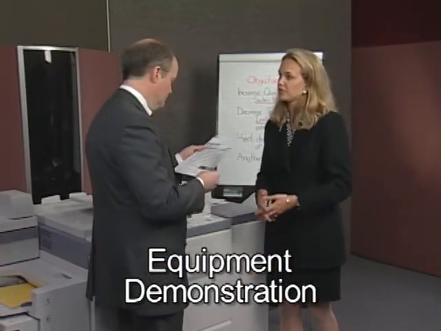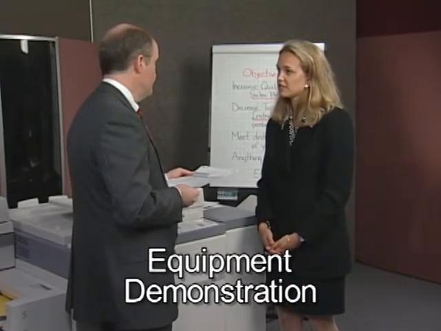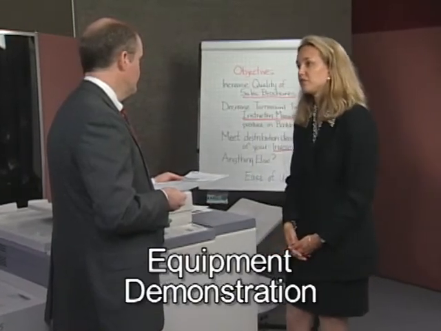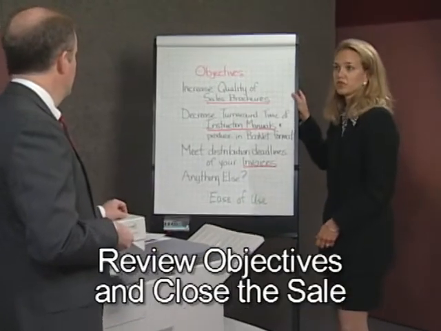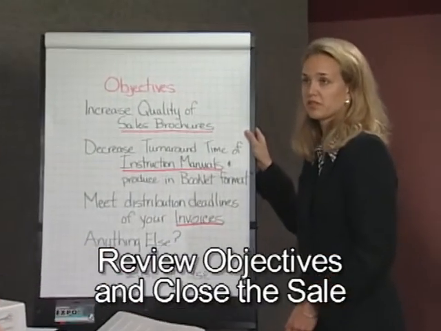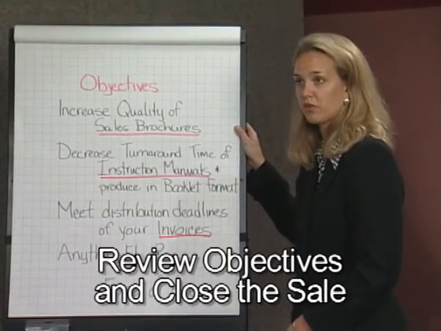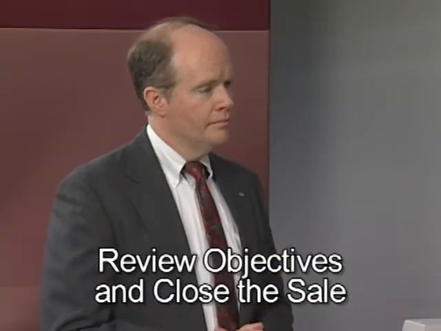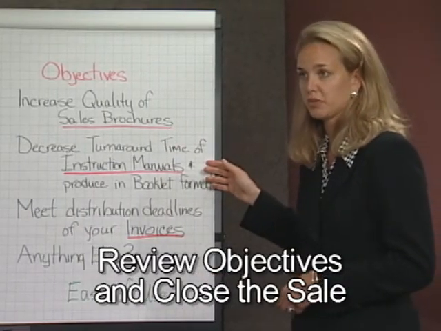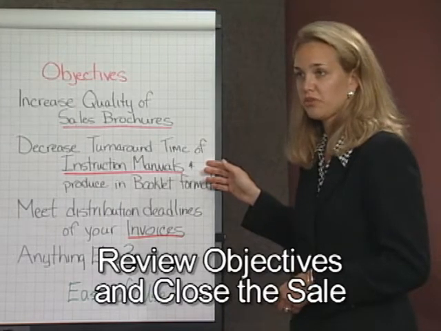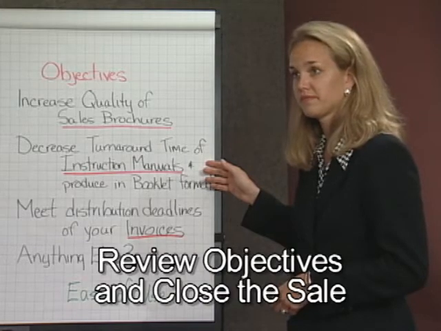Can you see how producing your invoices on this system is much faster than your current process? It appears much faster. Great. Well, let's go ahead and review your objectives that we discussed earlier in the demonstration. Your first objective was to increase the quality of your sales brochures. Have we shown you today that through the digital technology we've been able to enhance the quality of the photographs? That's very important, yes. Your second requirement was to decrease the turnaround time and produce your instruction manuals in booklet format. Have we shown you through the booklet creation feature of this machine that we've been able to do that? I was very impressed with that feature, yes.